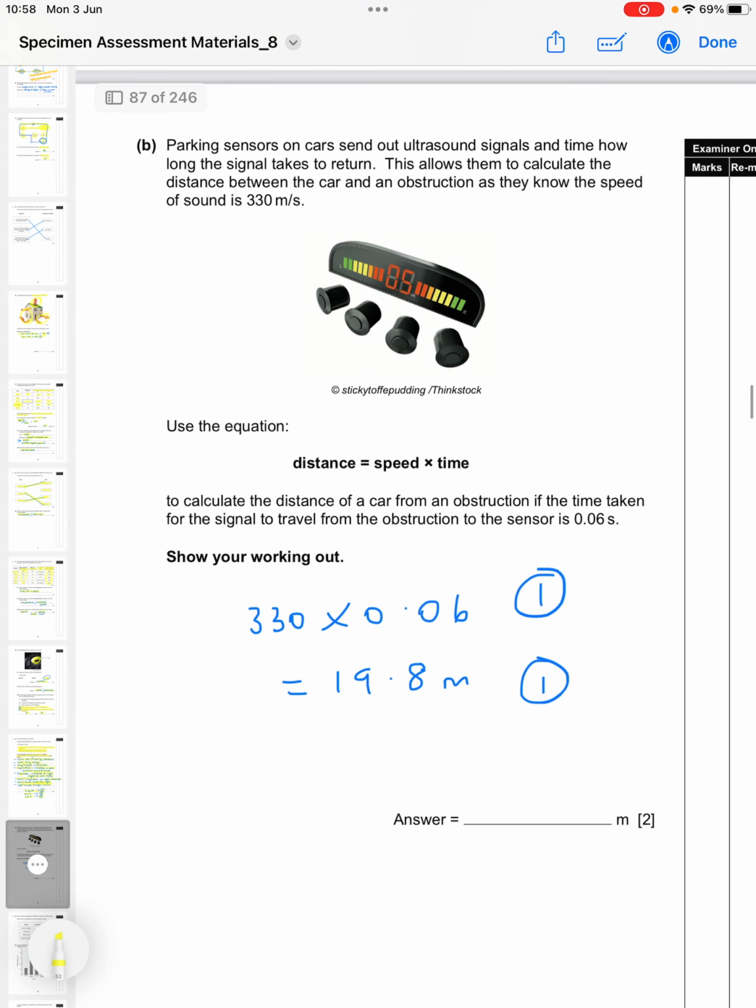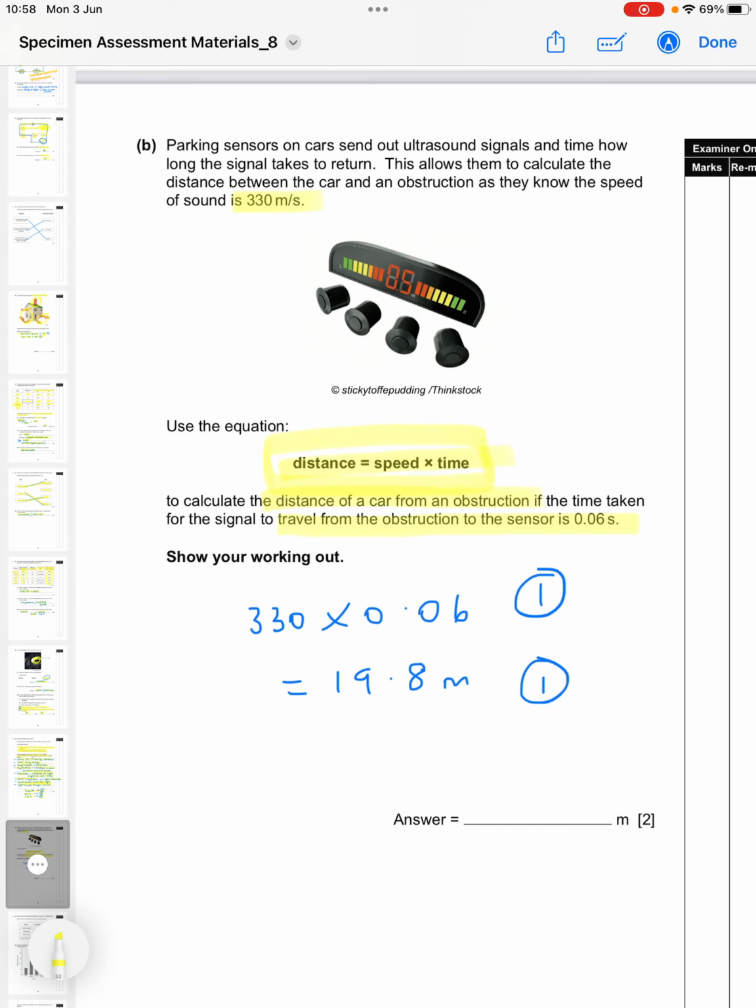Alright, part B. Parking sensors on cars send out ultrasound signals and time how long the signal takes to return. This allows them to calculate the distance between the car and an obstruction, as they know the speed of sound is 330 meters per second. So use the equation then, distance equals speed times time, to calculate the distance of a car from an obstruction if the time taken for the signal to travel from the obstruction to the sensor is 0.06 seconds.